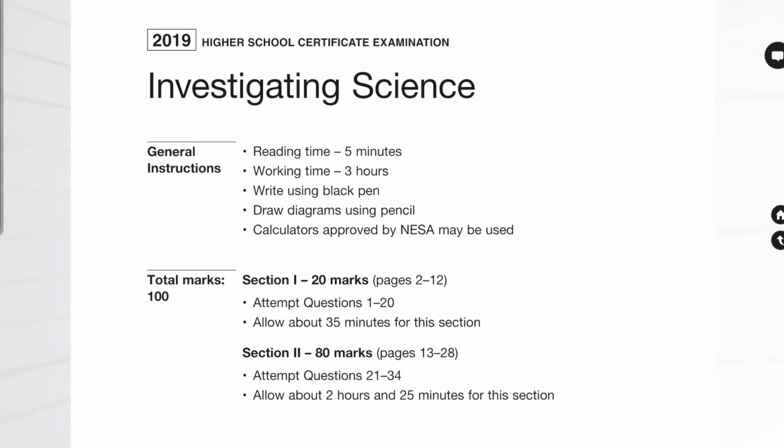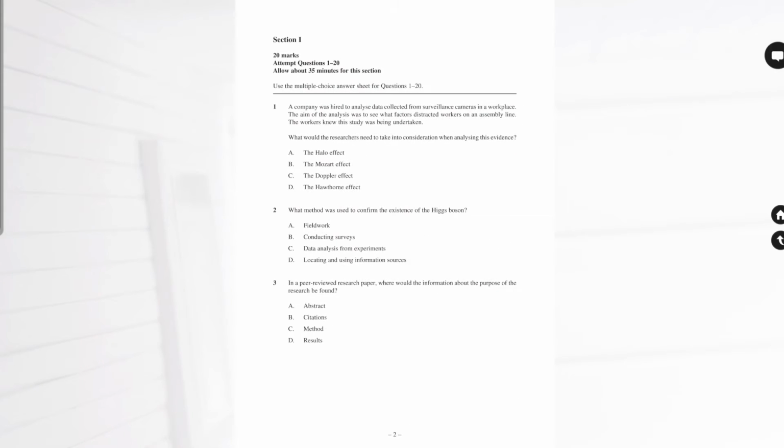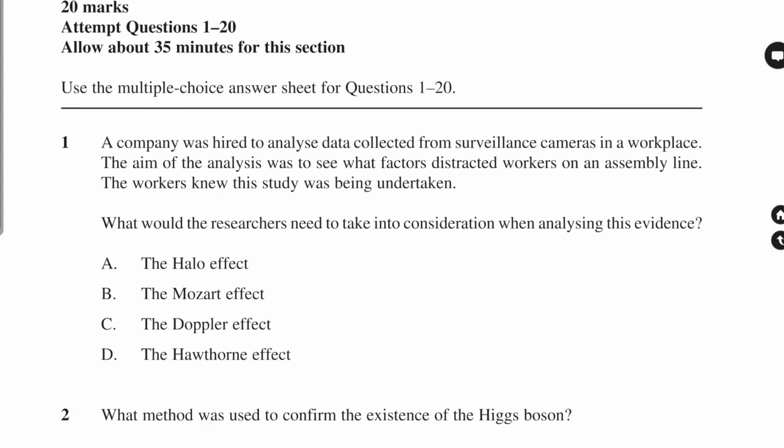So let's have a look at the paper and the first question. Most 2-unit papers and all 2-unit science papers start off with multiple choice, and for the most part, these first questions are generally designed to be a little bit easier here. And across the state, most students engaged well and did quite well on this question.